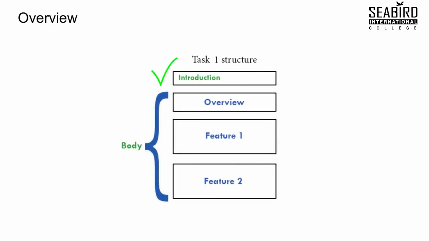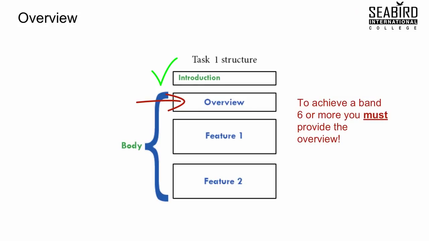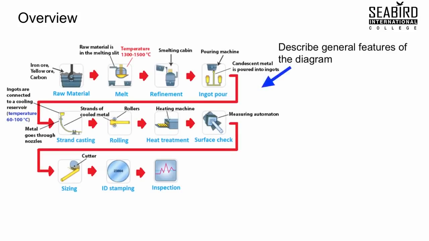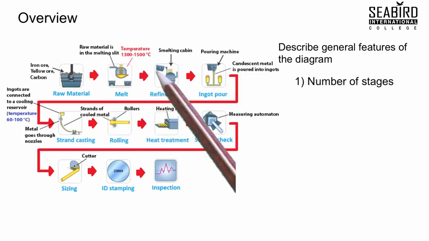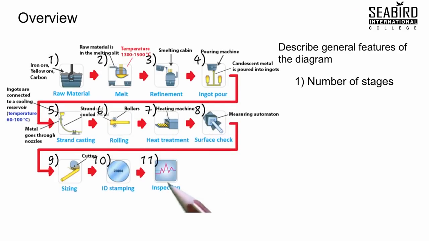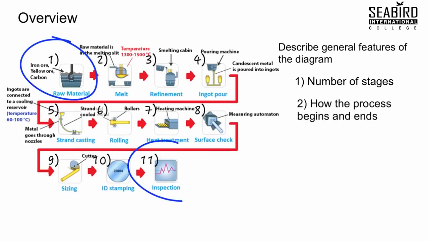And our next paragraph is a general overview. This is a very important paragraph. To achieve a band 6 or more for a Task 1, you must provide the overview. In the overview paragraph, you describe general features of your diagram. But unlike line graphs, pie charts, and bar charts, process diagrams have no general trends or key changes to identify. That's why, while giving the overview of your diagram, you should write, first of all, the number of stages. As you can see, in this process we have 11 stages, and how the process begins and ends.